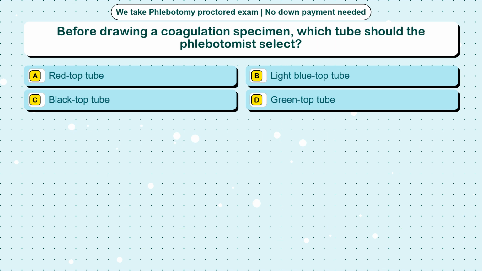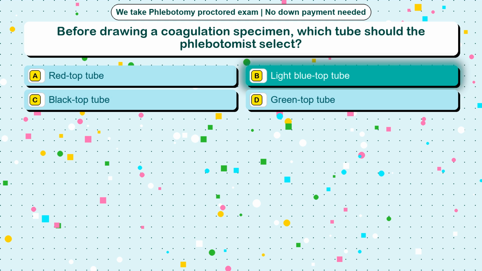Question 43. Before drawing a coagulation specimen, which tube should the phlebotomist select? Option A. Red top tube. Option B. Light blue top tube. Option C. Black top tube. Option D. Green top tube. The correct answer is option B.